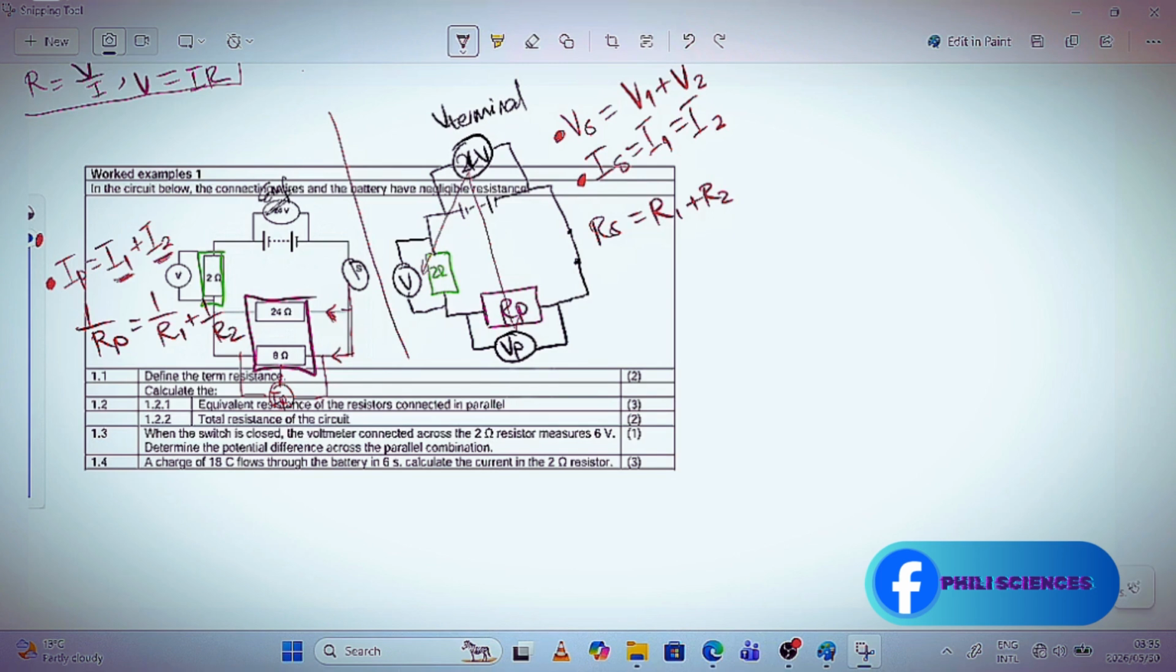Now, what happens to the potential difference in parallel? The potential difference remains the same. In parallel, it remains the same.